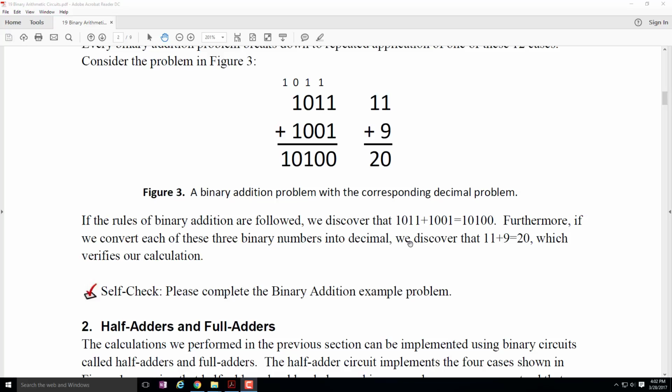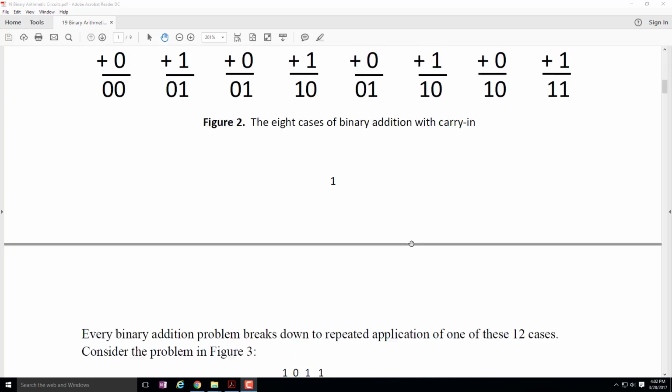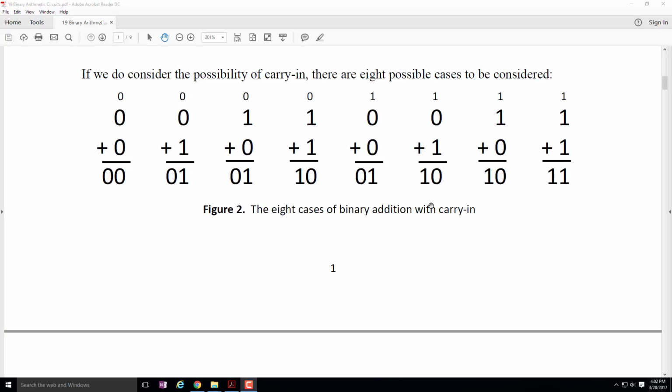It's time for you to do a couple of example problems that will give you some practice with doing this sort of addition. And in particular, while you're doing those example problems, you might want to keep figure 2 right in front of you.